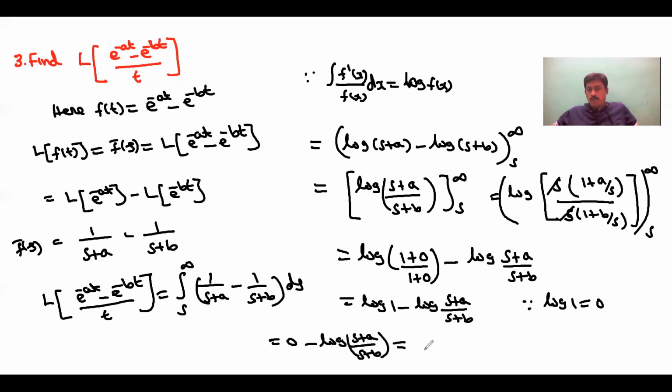Using the log property, we can write this minus as a power, like this: log of s plus a divided by s plus b, the whole inverse. Now taking the inverse, we get log of s plus b divided by s plus a, which is the required answer.